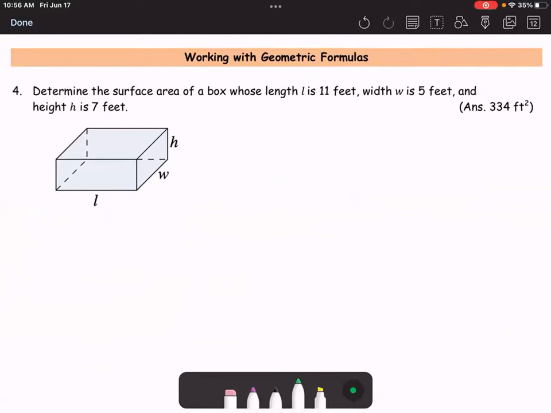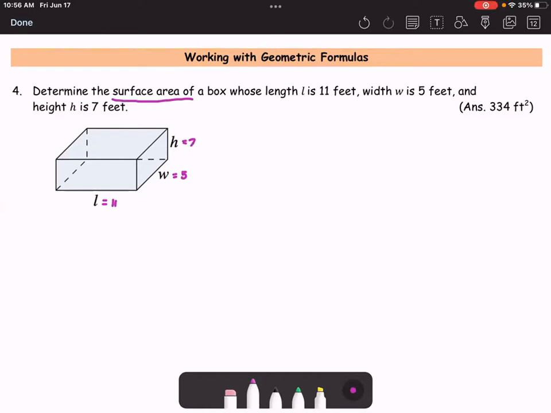Now let's look at the applications or the problem involving geometric formulas. In number 4, we determine the surface area of the box, whose length L is 11 feet, the width W is 5 feet, and the height H is 7 feet.